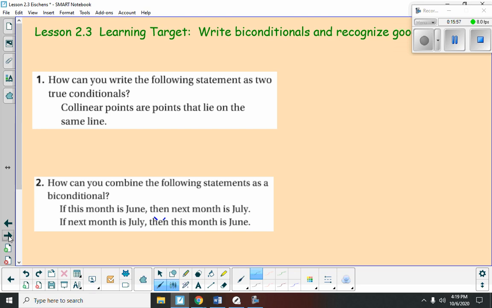So collinear points are points that lie on the same line. So let's remember what a conditional is. A conditional is an if, then. So if points are collinear, then they lie on the same line.